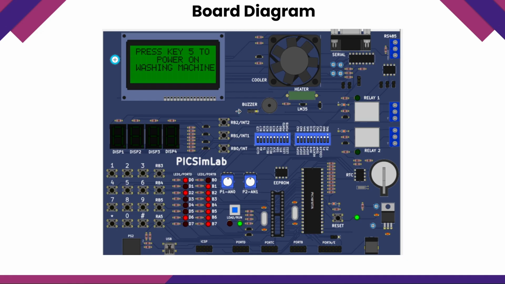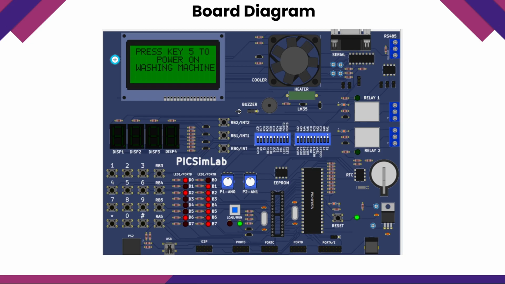The buzzer is placed near the fan and labeled buzzer. It is connected to RC1, that is port C. It alerts the user during stage changes and on process completion. Timers and interrupts. Timer 2 and its interrupt are configured in the code and are responsible for process timing, controlling how long each stage runs like wash, rinse, and spin.